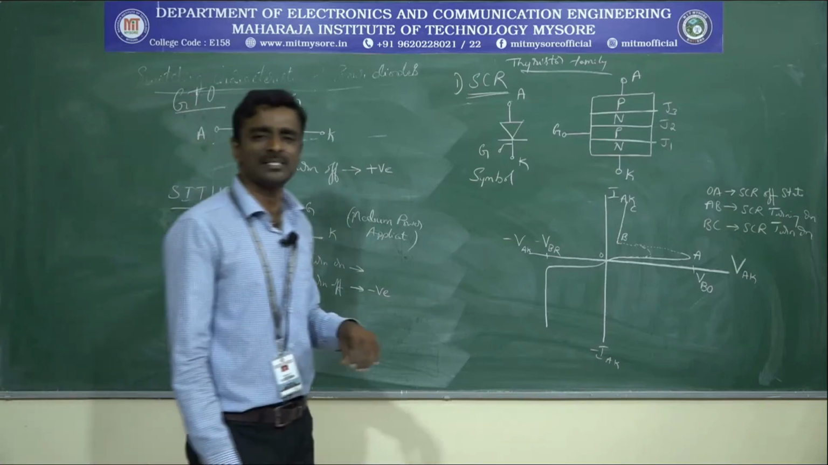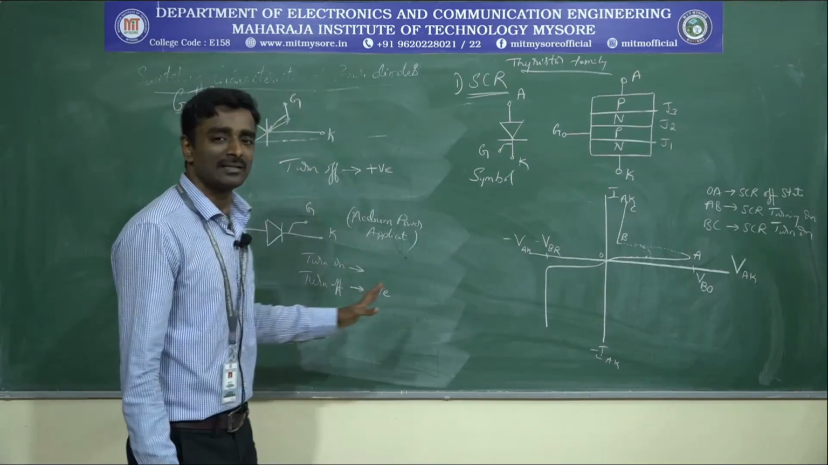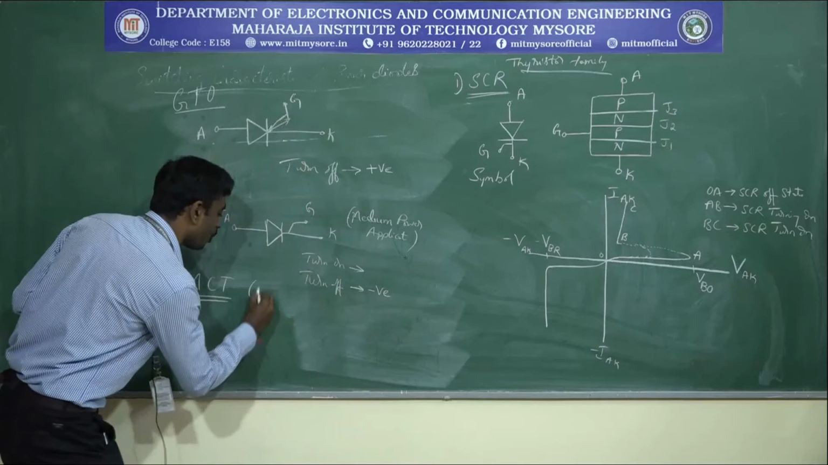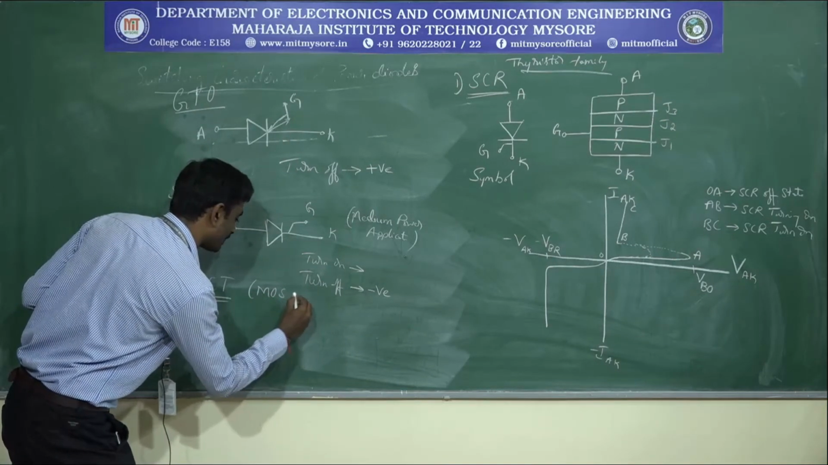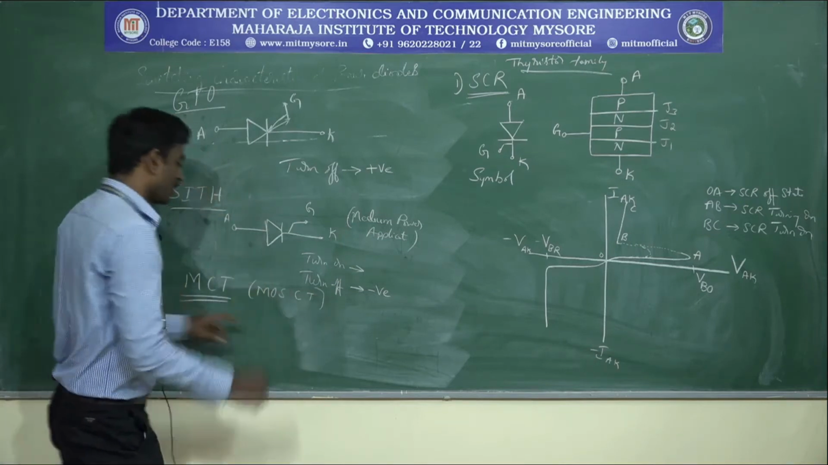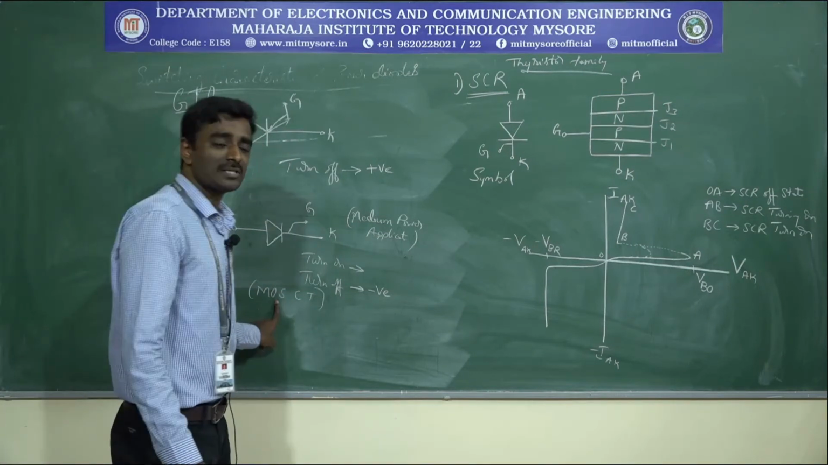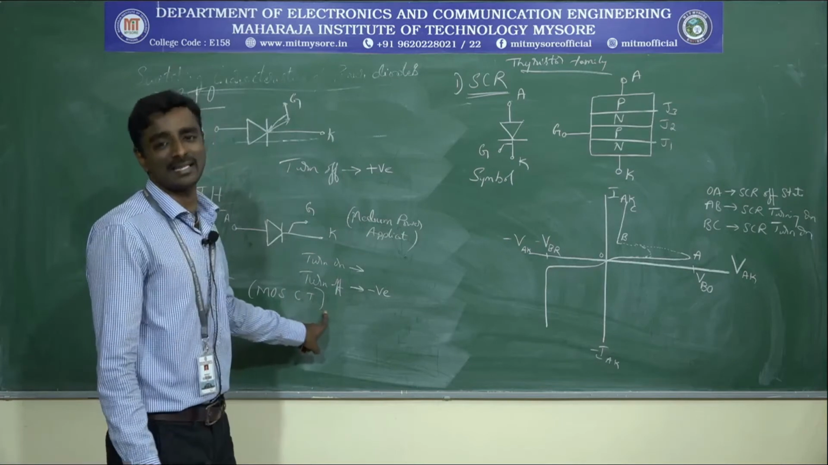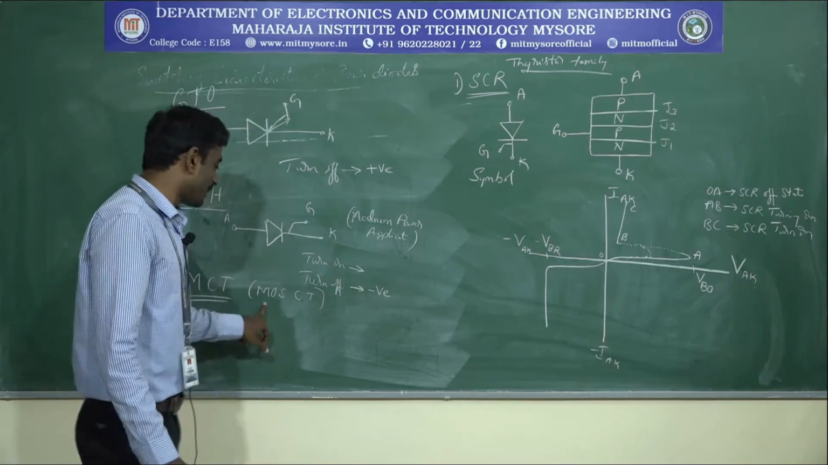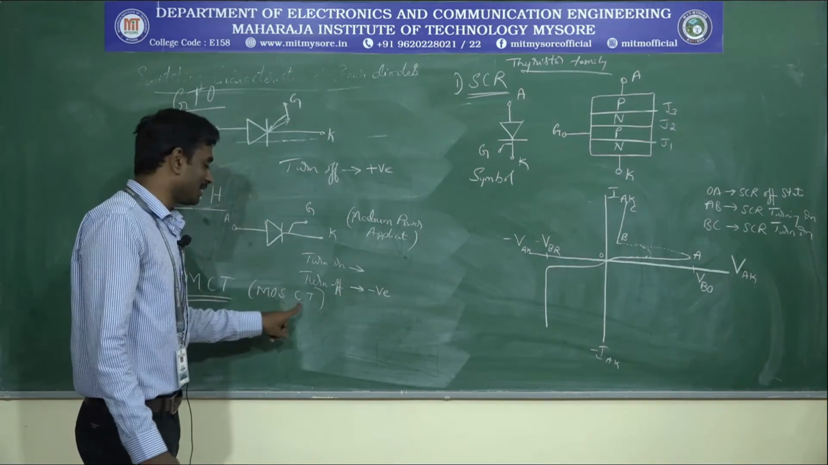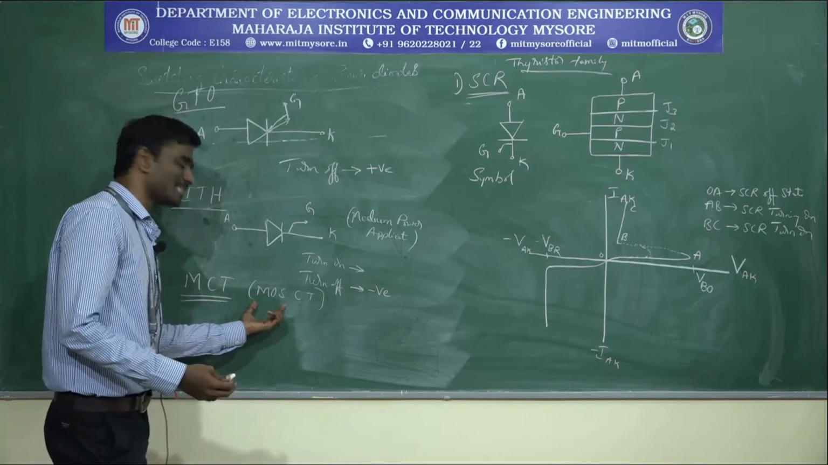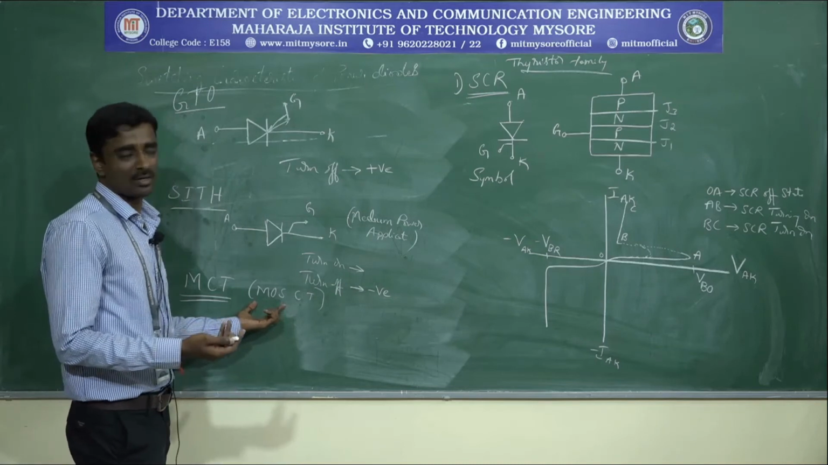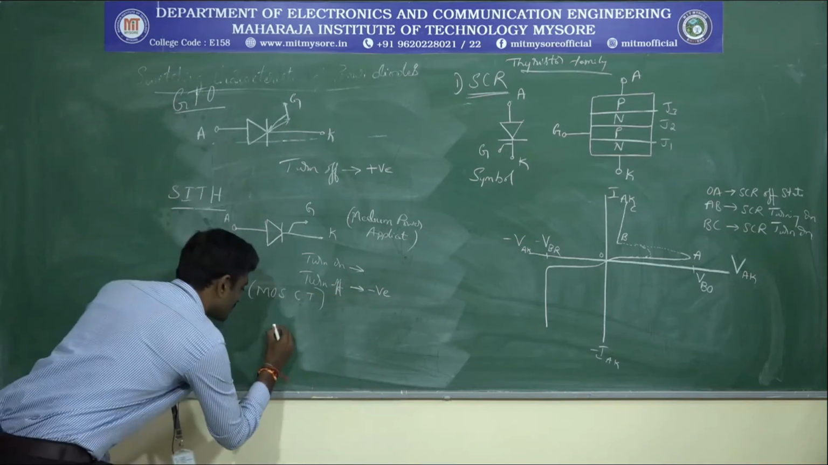Fourth one will be the MCT. If you consider the MCT, that is nothing but MOS controlled thyristors. MOS is nothing but metal oxide semiconductor, and it is abbreviated as metal oxide semiconductor controlled thyristors. It will be similar to a MOSFET, so the symbol will be similar with respect to that condition.